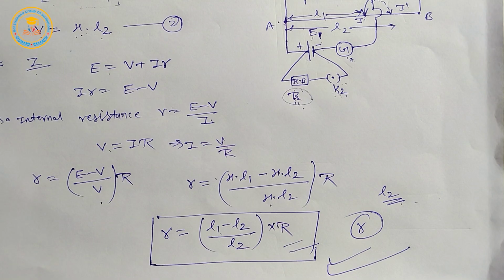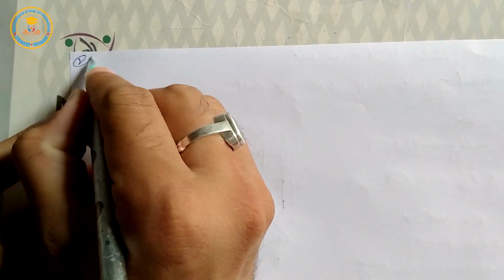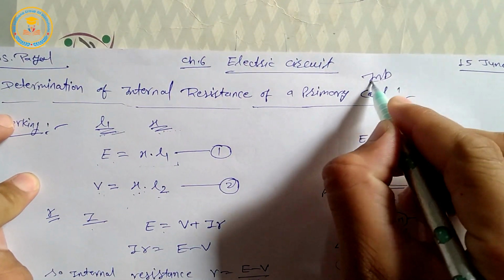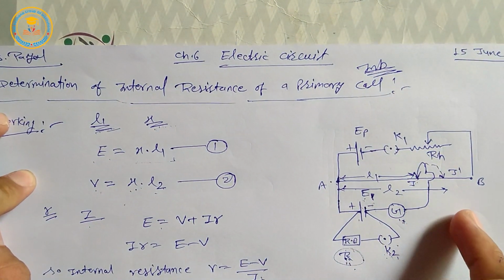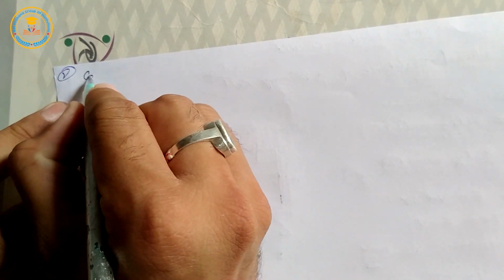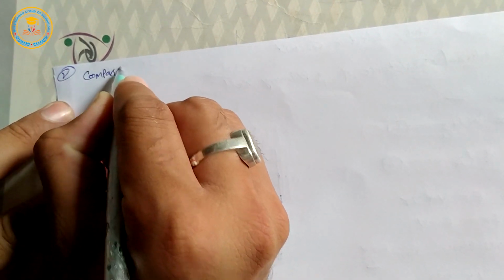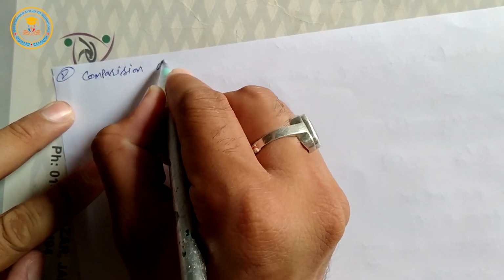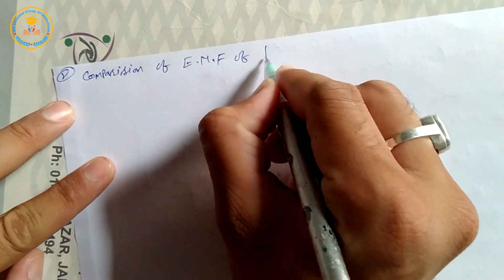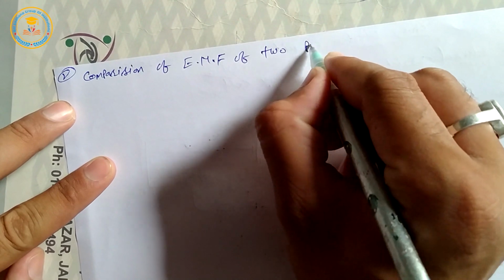Now our next application is, this first application is very important for our annual examination, so learn carefully and remember this. Next is comparison of electromotive force of two primary cells.